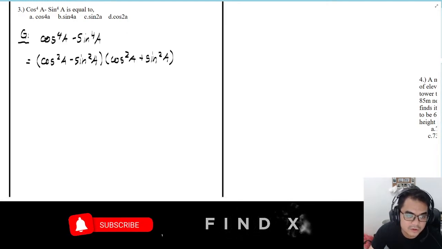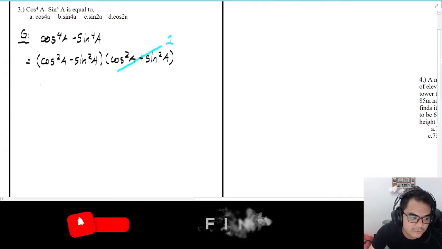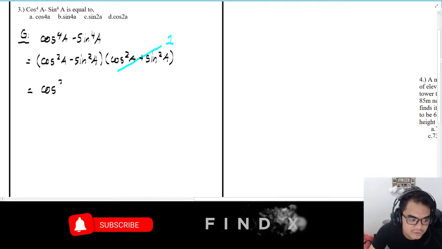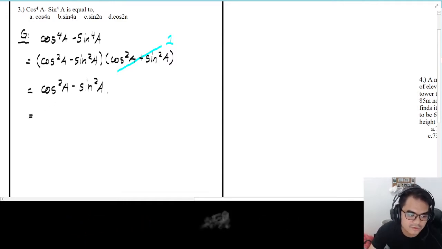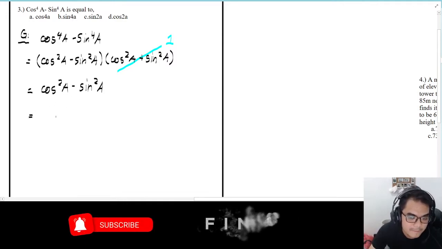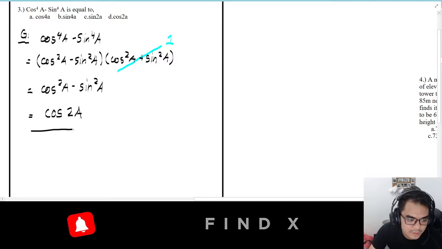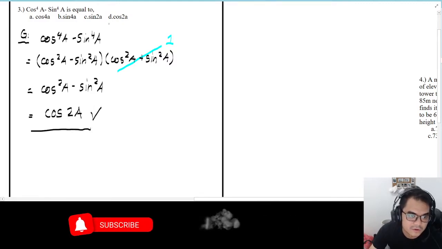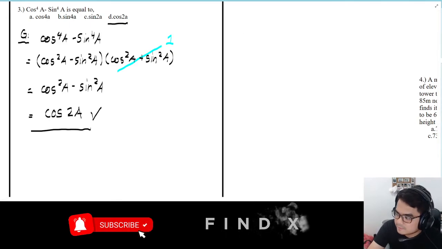right? So we already know by trigonometric identities, the Pythagorean identity, this is already equal to 1. So we'll be left with what? Cosine squared a minus sine squared a. And if you look at this, cosine squared a minus sine squared a is just equal to the double angle formula, which is also equal to cosine 2a. So this will become your final answer, which is letter D. Okay, so let's do the next one.